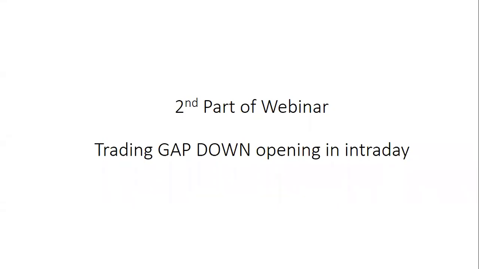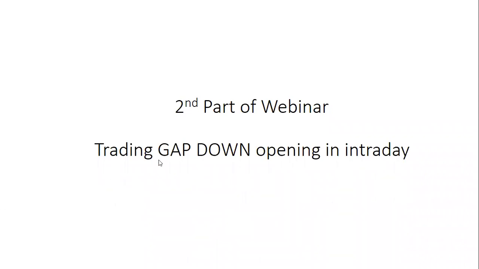So we will discuss gap down opening. What is gap down opening? Why does share price open gap down? After opening gap down, will it sustain? And as a trader, how can we plan a short trade on the day of gap down opening? And last, we will also discuss how to scan stocks in which there is a gap down opening.